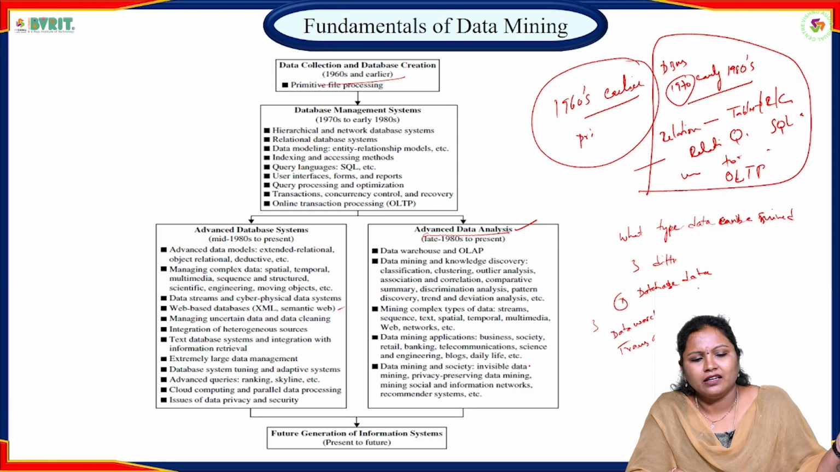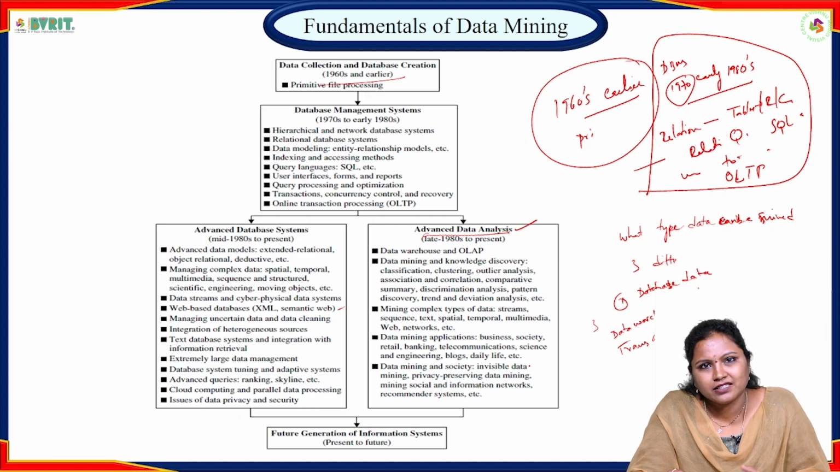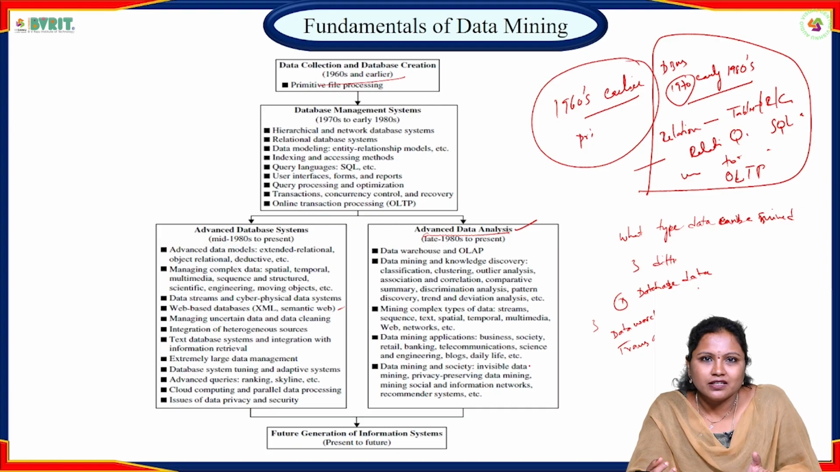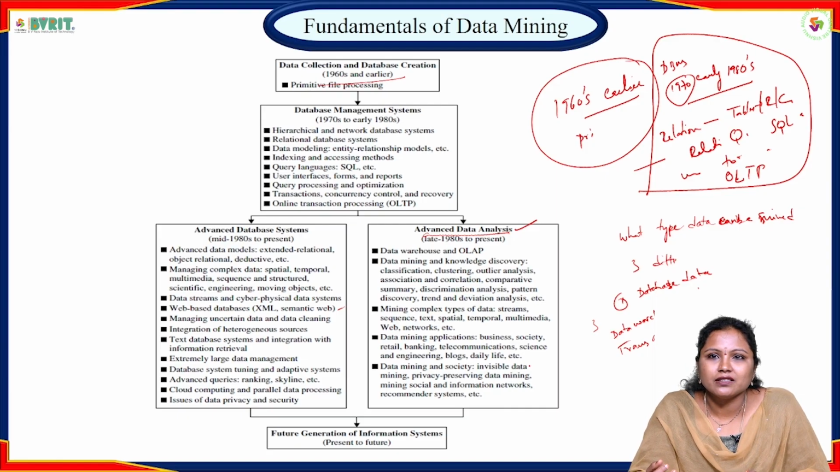It was started in the early 1960s. So from here it was like primitive file processing. From there we came into existence like database management systems in the early 1970s to early 1980s. After DBMS we came into existence like advanced database systems, the extended version of relational databases.